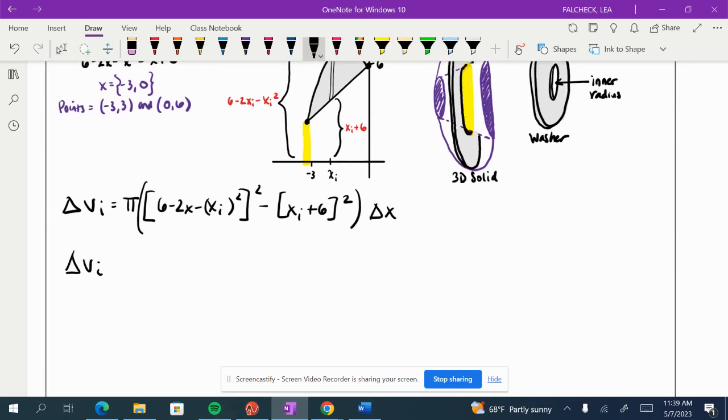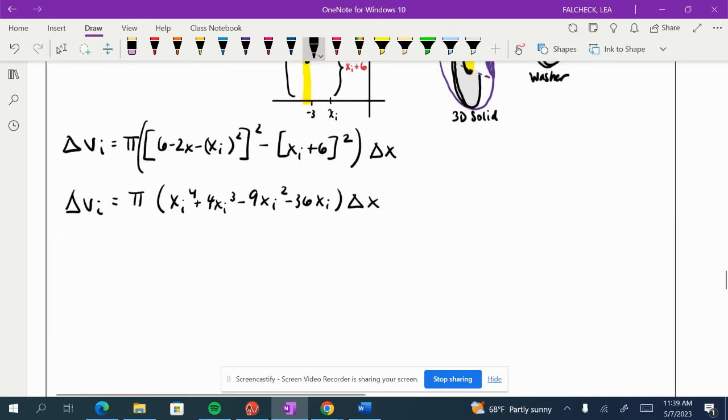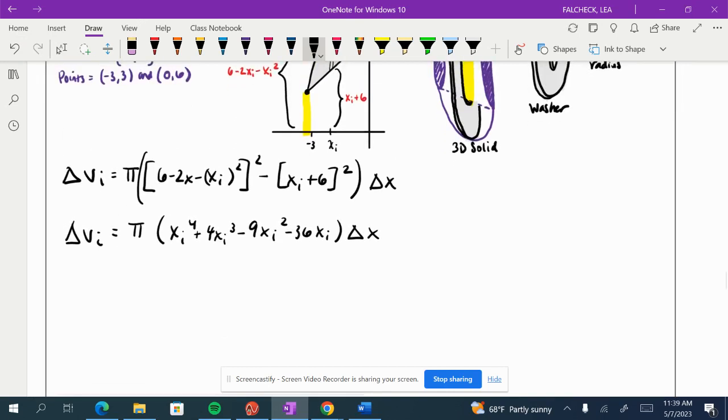So if we have our increment of volume, or the volume of the washer, it would be pi times x_i to the 4th plus 4x_i cubed minus 9x_i squared minus 36x_i. I'm just expanding this guy here with his square, and this guy here with his square. And that'll all be multiplied by, sorry, that does not look like a triangle, delta x. Okay, so now we have our increment of volume.